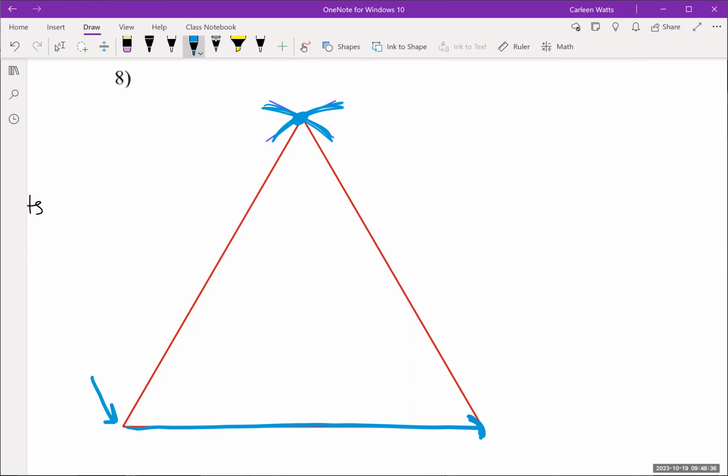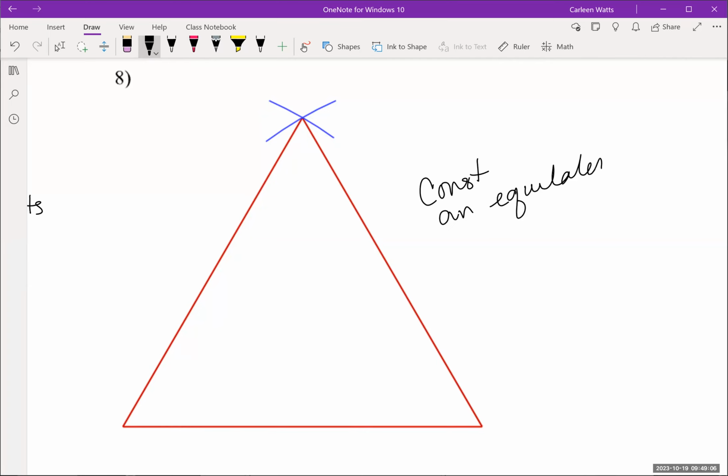So this is equidistant, is congruent to this, and is congruent to this. Ding, ding, ding. Oh, you guys are awesome. Okay, construct an equilateral triangle. Yeah, construct an equilateral triangle. Okay.